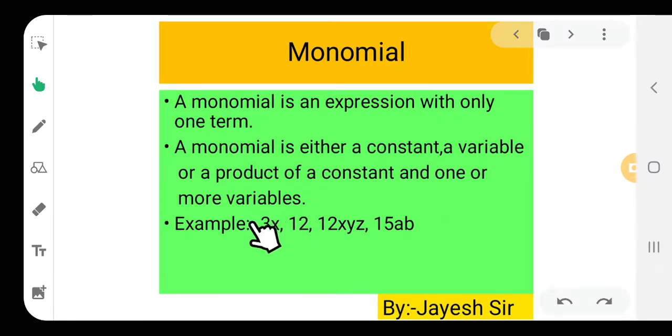An example of a constant and one variable is 3x. Here 3 is a constant and x is a variable. If it is one constant and one variable, then also it is a monomial. With a constant and more variables, the constant is 12 and the variables are x, y and z. Here three variables are there, and that is also a monomial. Similarly, 15ab is also an example of a monomial. I hope you all are clear. So this was the basics of the monomial.